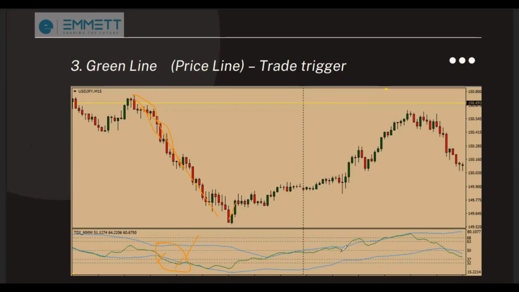When the TDI cuts outside the band and then cuts back in, we get a shark fin. Whenever it cuts out and then comes back into the band, we get a shark fin. Now, consider the TDI as a lie detector.